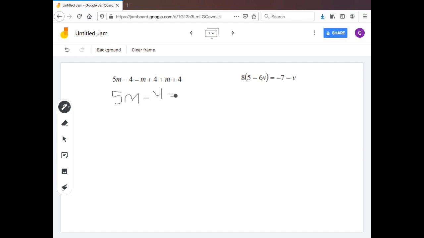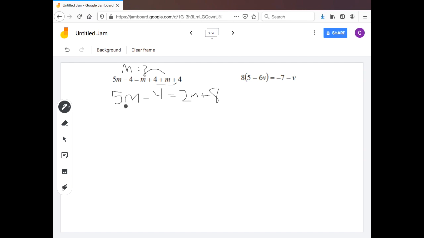So what you want to do is add the m with the m and the 4 with the 4. So m plus m is going to give you 2 m's. And 4 plus 4 is 8. So this is the equation you're left with. And basically you do the same thing. What is our goal? Our goal is to isolate the m, right? We want m to equal some number. We don't know the number, and that's what we're trying to find out.